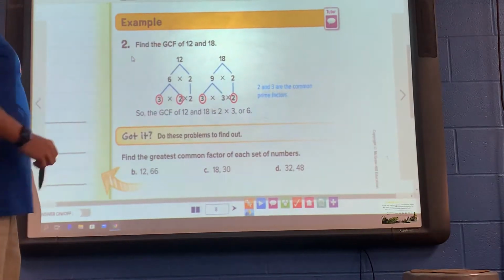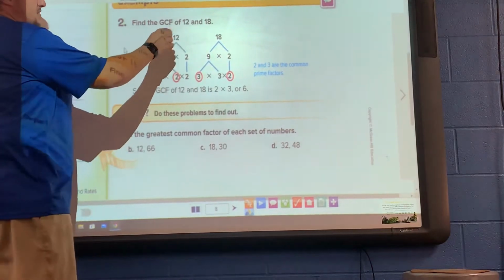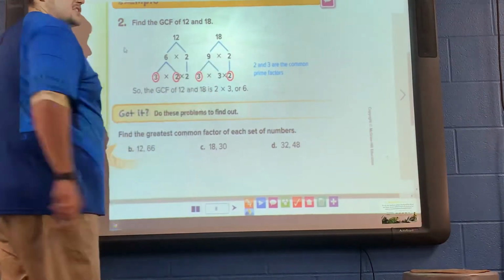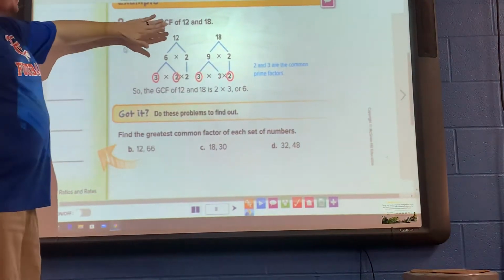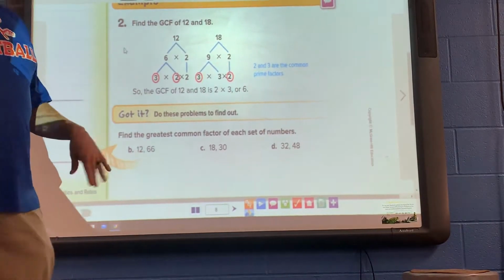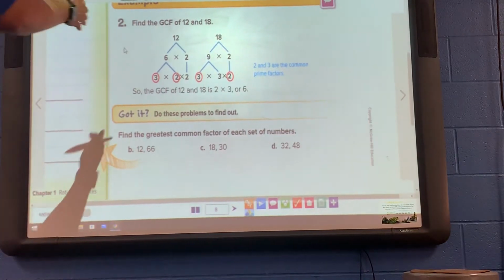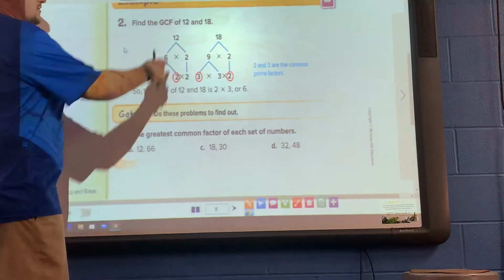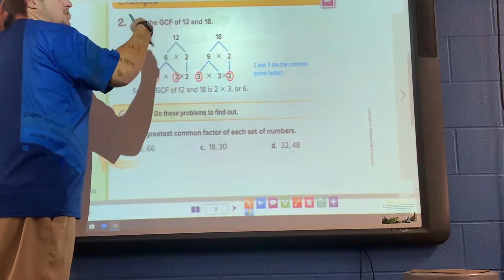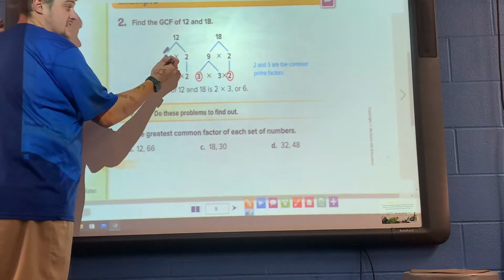Now, with the prime factorization tree, what you're actually doing is that you have your two numbers that you're trying to find the GCF for. So we have 12, we have 18. When you're using a prime factorization tree, you're trying to find prime numbers that are factors of the two numbers or multiple numbers that you're looking at. So we have 12. A prime number would be 2. So 2 times 6 gets you to 12.